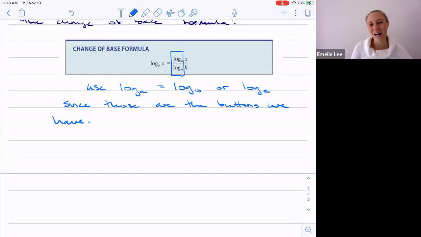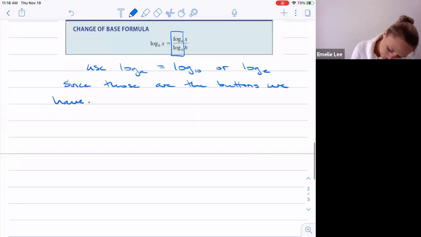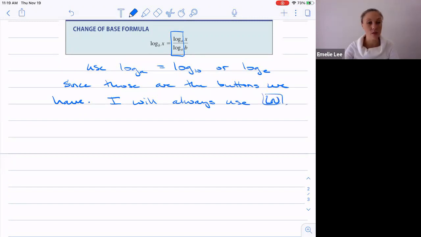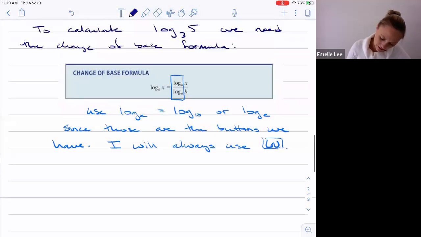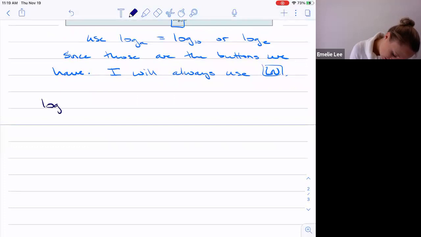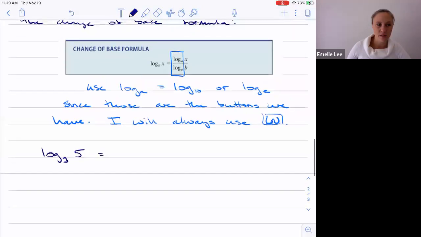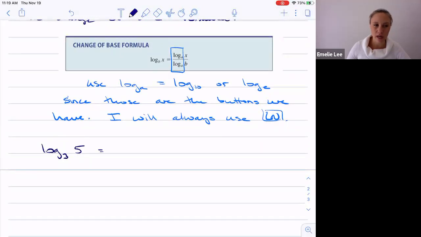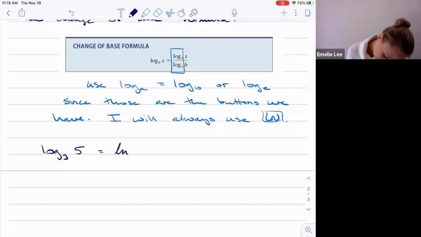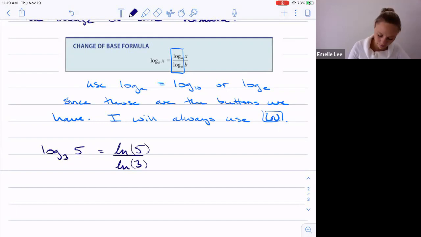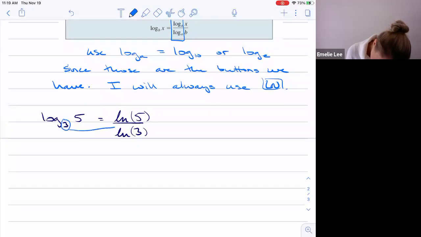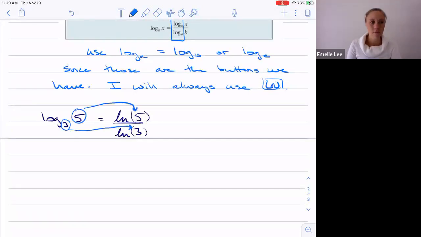Okay. I will always use the ln, the natural log, but you can use the common log, log base 10, if you prefer. So for our little example, log base 3 of 5. So the log base 3 of 5 is going to be, okay, my b is 3, my x is 5. So I have the ln of 5 divided by the ln of 3. I'll put brackets around there. Notice that this 3 is here and this 5 is here.